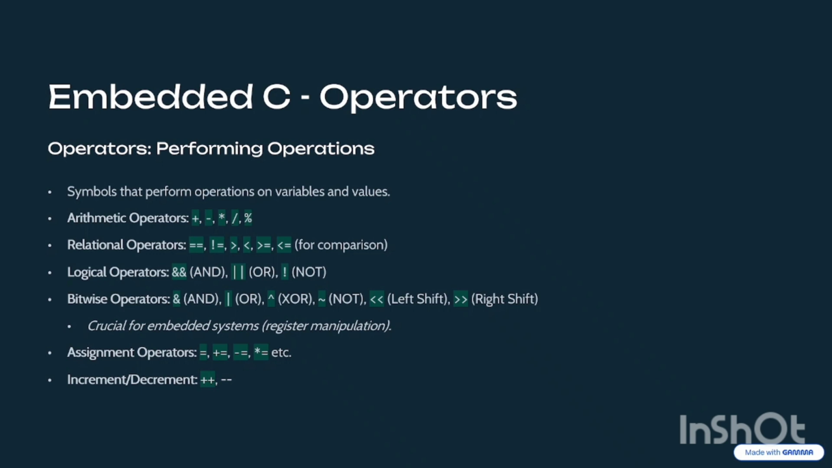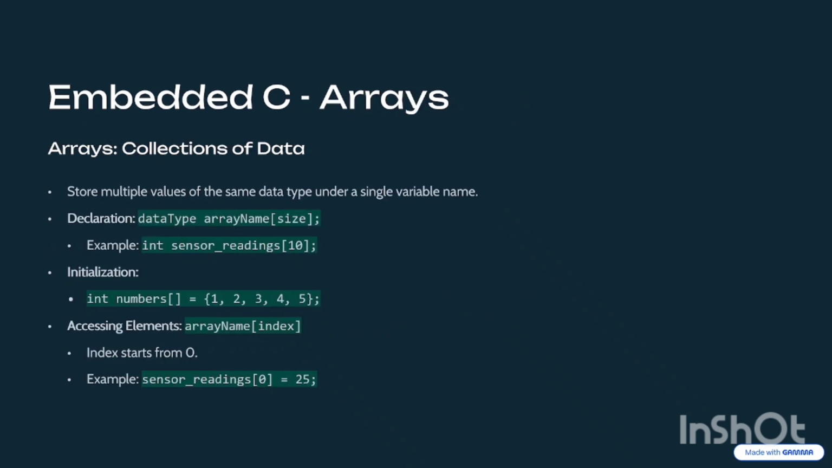Logical operators include and, or, not. Bitwise operators include and, or, XOR, not, left shift, right shift. Assignment operators include the single equal to sign, plus equal to, minus equal to, and increment and decrement, which use the double plus sign and double minus sign.